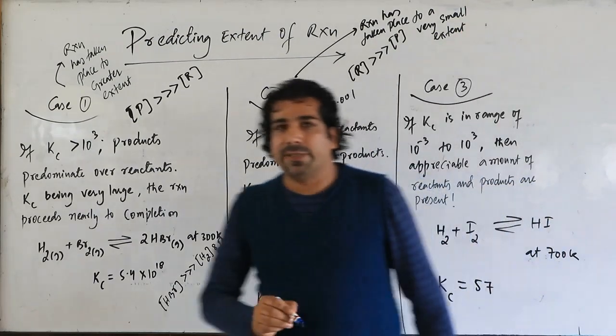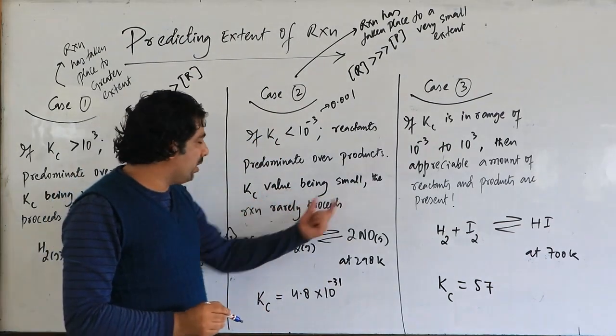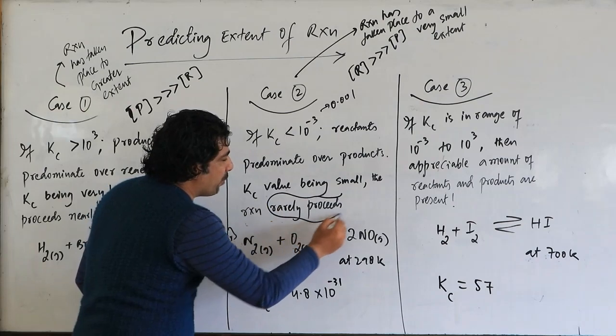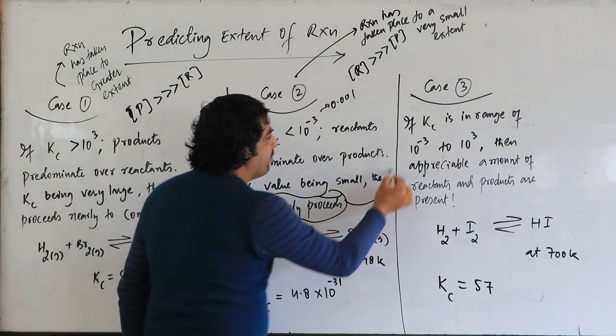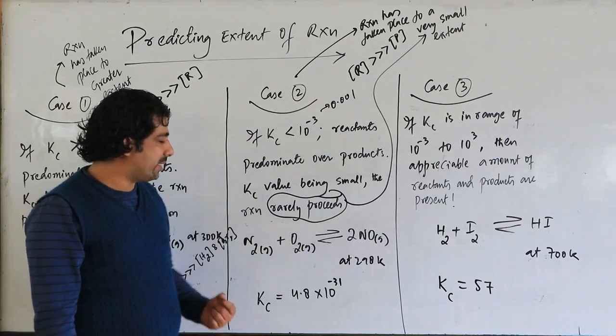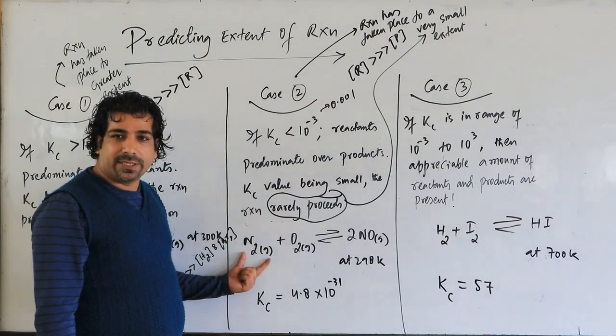And in this case, if you look here, Kc value is very small, the reaction rarely proceeds. What is the meaning of rarely proceeds? The meaning is very simple. It has taken place to a very small extent, my dear friends. And let's take an example of this.